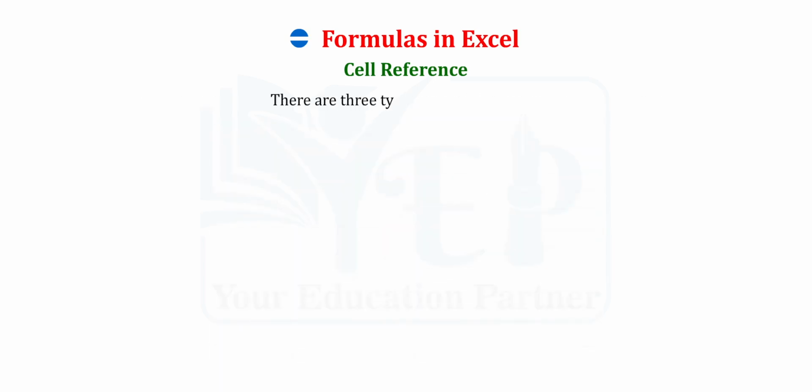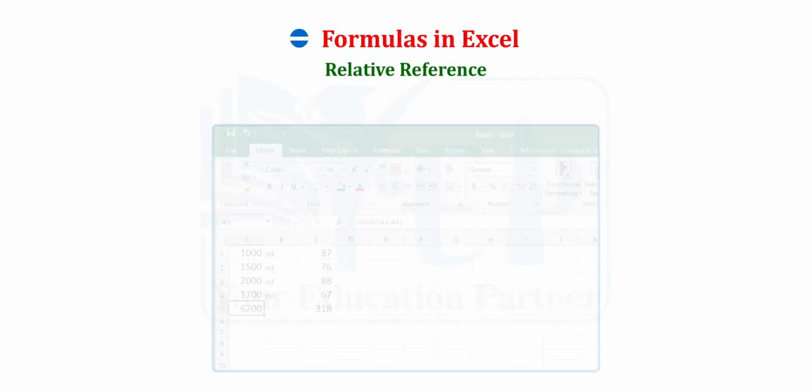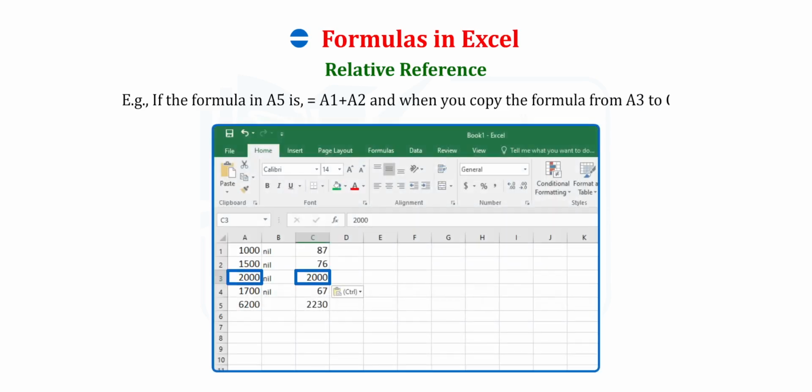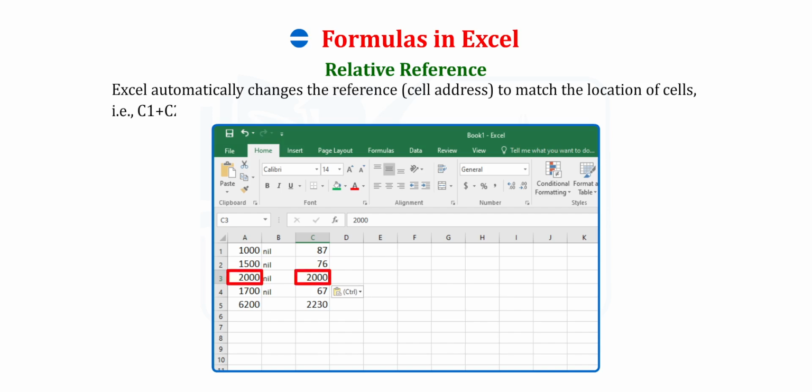There are three types of cell references. Relative reference. When you copy or move the formula to other cells, the reference cell automatically gets changed. For example, if the formula in A3 is =A1+A2, and you copy the formula from A3 to C3, Excel automatically changes the reference cell address to match the location of the cells, that is C1+C2.